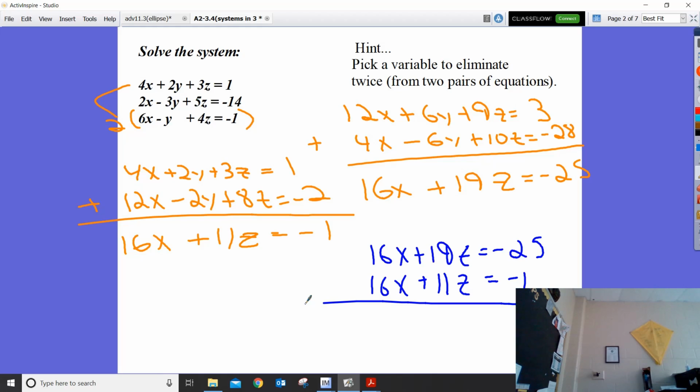This worked out really easy. Add or subtract? Subtract. Why? What disappears? These problems are chosen to be kind of on the easy side. 16 minus 16 is 0. What's 19 minus 11? 8. How about a negative 25 minus a negative 1? Negative 20. That gives us a z value of?